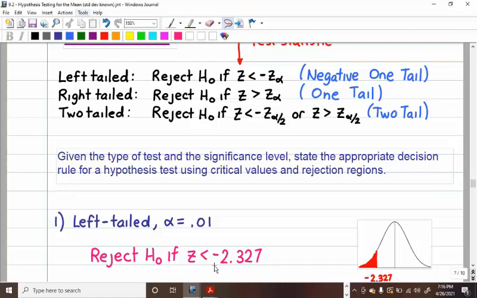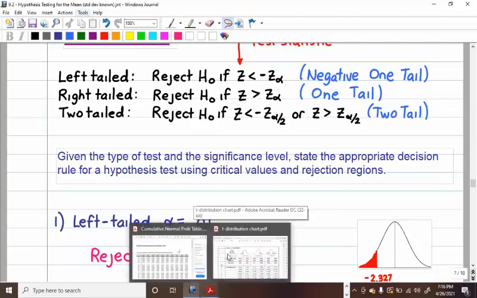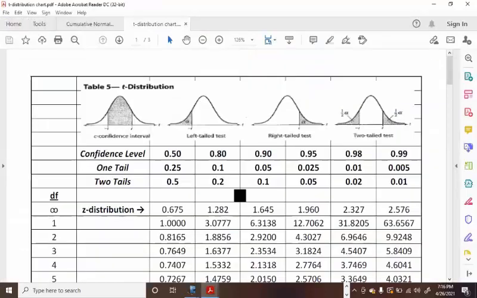So all we have to do is go to the chart and find the 0.01 one-tailed value and put a negative in front of it. That's where you've got to be careful. So here's 0.01 one-tailed. And look right here below it. Not all those numbers. 2.327, but it's negative.